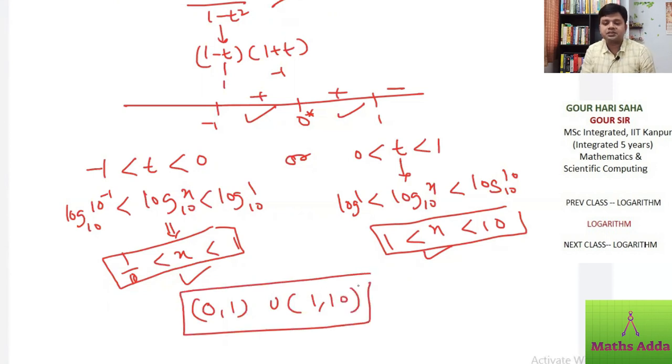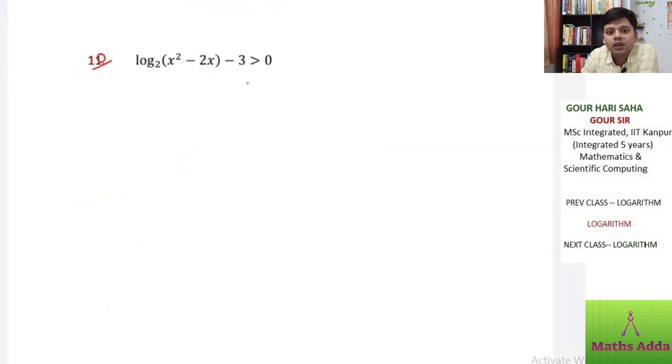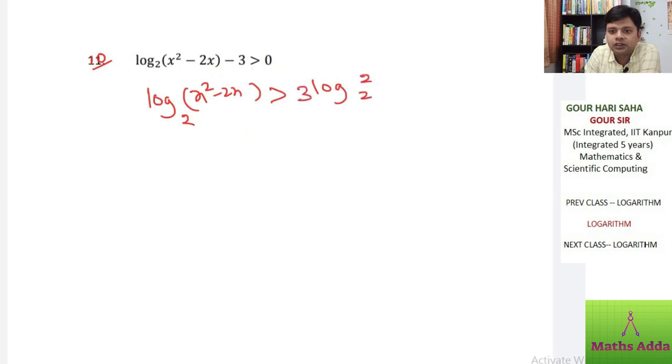So moving to next question. Log of x square minus 2x base 2 is greater than 3. So what we'll be doing? Log of x square minus 2x base 2 is greater than log of 2 base 2 and 3 here, right? Brought this term to this side.